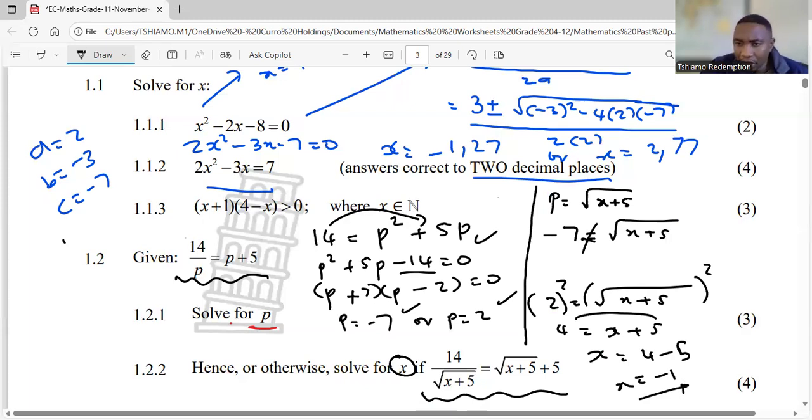Okay, I hope you get it. So that will be the value of x. Moving along.